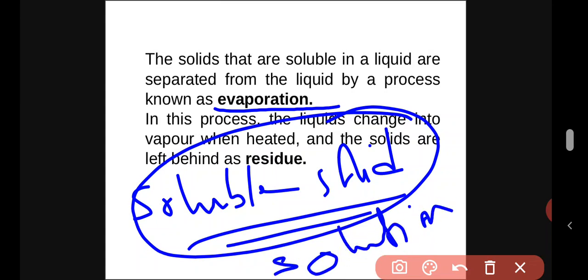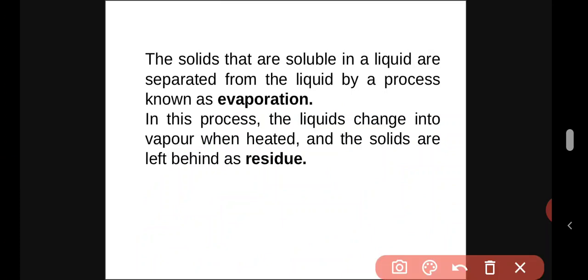Okay, from this solution, the soluble solid can be separated out by a process known as evaporation. So we use the process of evaporation. What is evaporation? Whenever we heat a liquid or a solution, the liquid changes into vapor when heated, isn't it? So this is the basic evaporation.